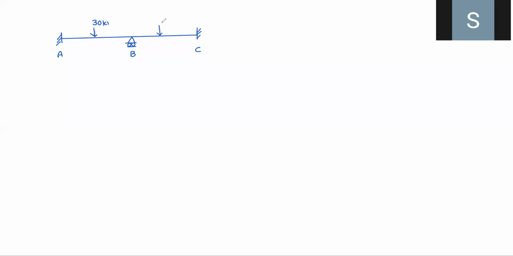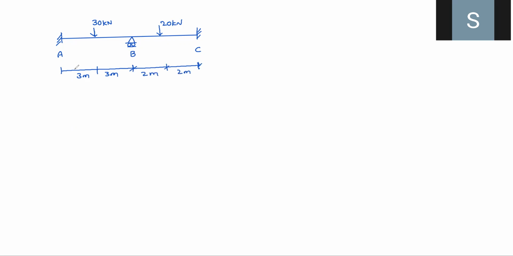a two-spanned beam like this. Two-spanned beam. Okay, A, B, C, and let us take central point load for both spans. 30 kilonewtons, 20 kilonewtons. Let us take here 3 meter, 3 meter, and here 2 meter, 2 meter.